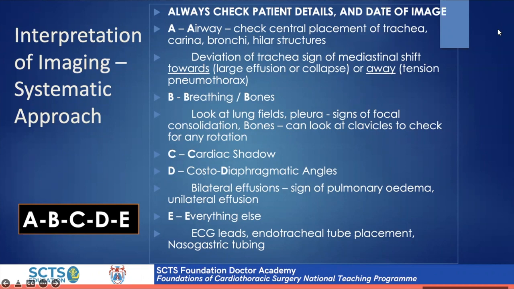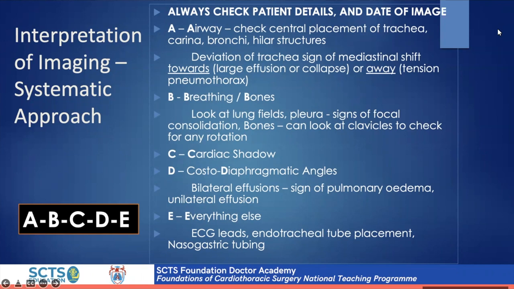B, I tend to look at breathing, or we can look at bones as well. So breathing, meaning the lung fields, looking all the way up to the peripheral of the lungs, right to the pleura. Is there any signs of focal consolidation? Is there any patchy opacifications? And looking at the bones as well, looking at clavicles, and you can also look at ribs, and you can comment if there's any fractured ribs too.